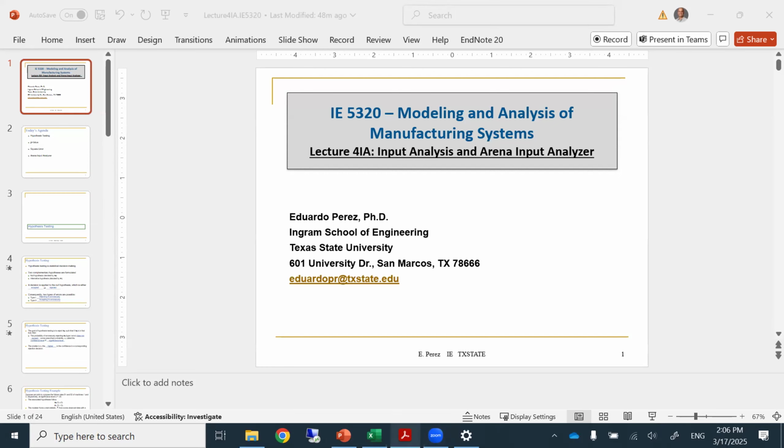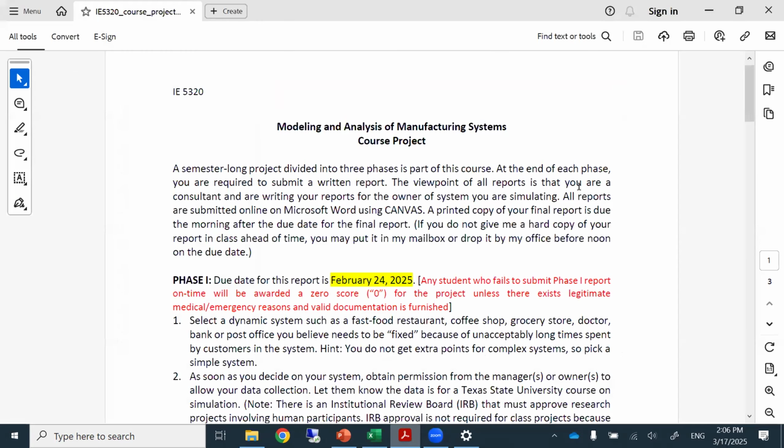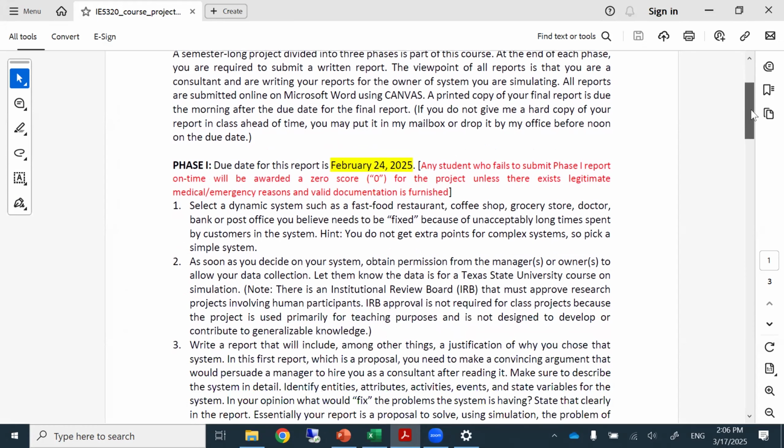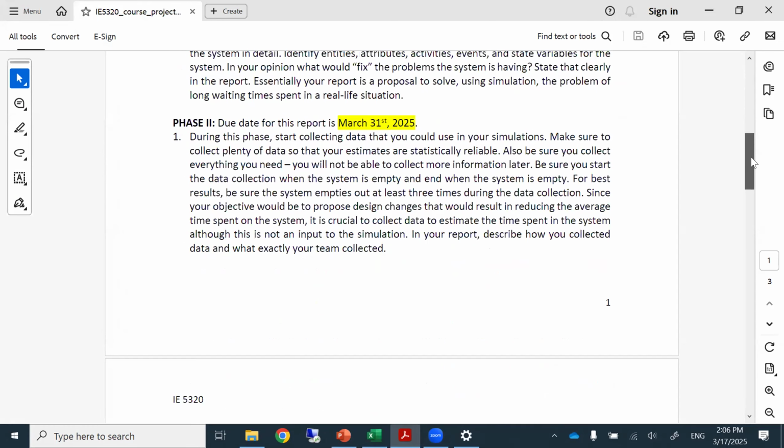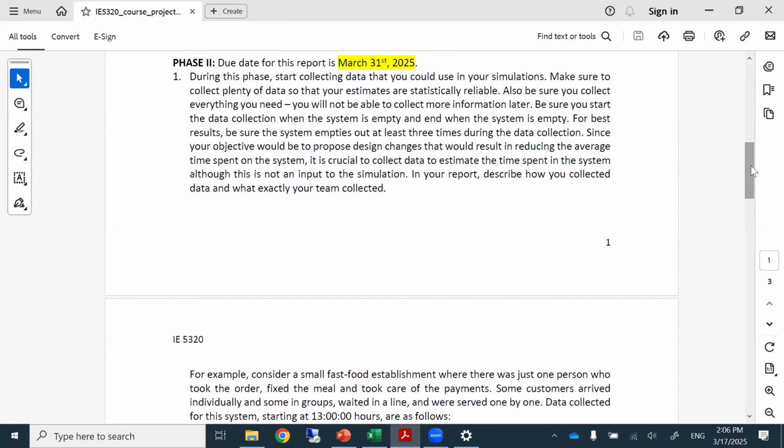Okay, so let's just give you some background of why we are covering this. If you check your Canvas site, I posted an assignment related to the project today. I gave you some extra time because I think March 31st is just too close for you to be able to gather the data that you need for the project.